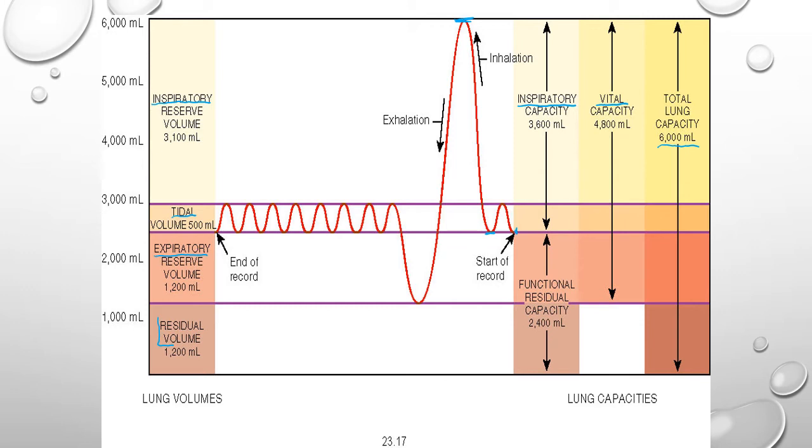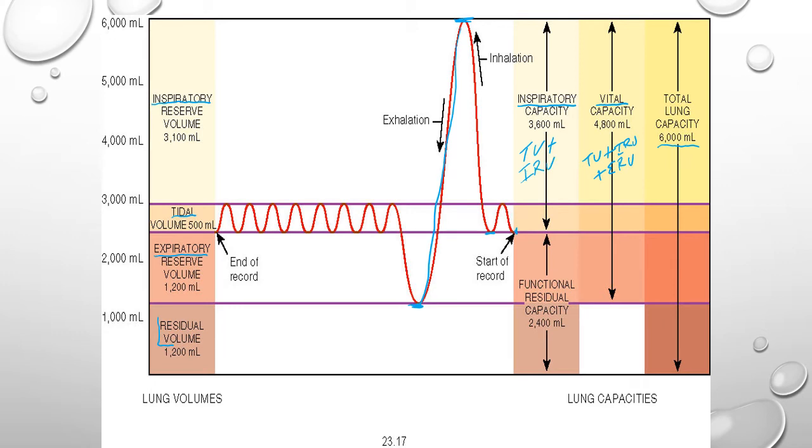And then after we take that full inspiration, we do a full expiration, and it comes all the way down to everything that we can get out. We've now done our vital capacity. So vital capacity is a combination of our tidal volume plus our inspiratory reserve volume plus our expiratory reserve volume. So we have a couple of different parts there. Our inspiratory capacity is tidal volume plus our inspiratory reserve volume.